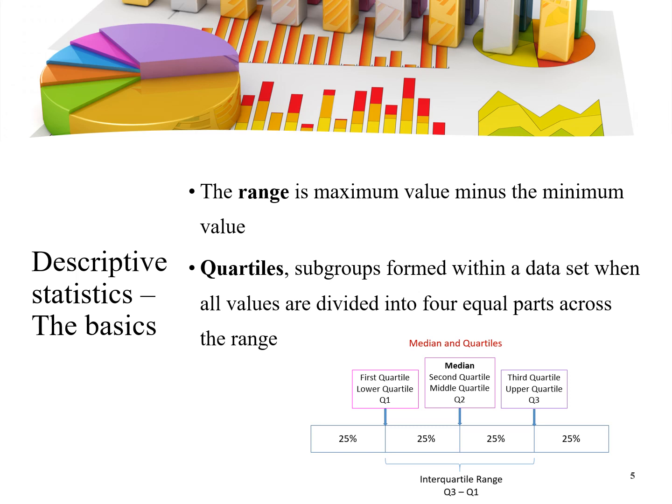The first quartile, or lower quartile, is the middle value of the lower half. The third quartile, or the upper quartile, is the middle value of the upper half. The median represents the second quartile, or middle quartile. And if we wanted to calculate the interquartile range, we would subtract the first quartile from the third quartile.